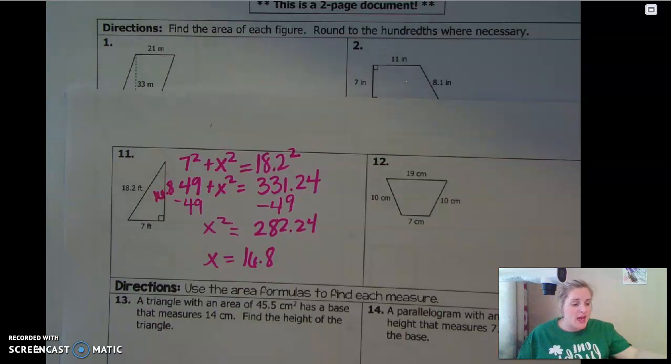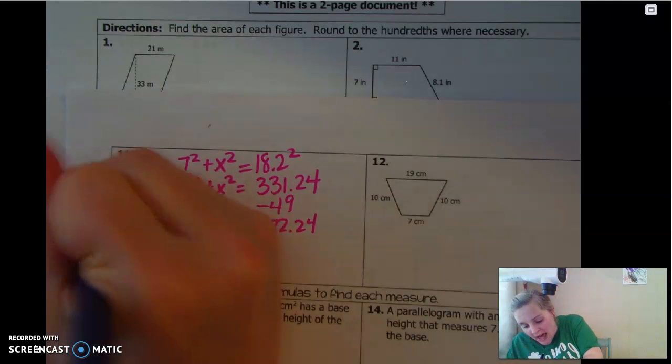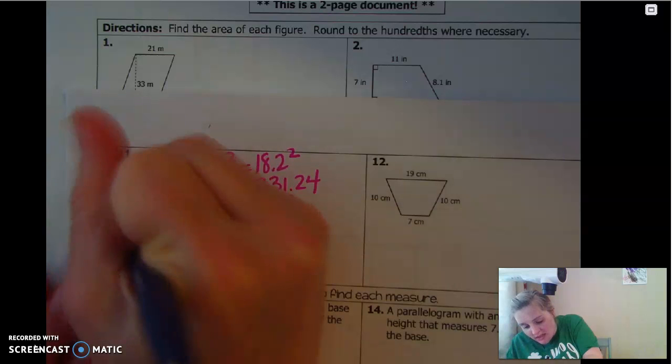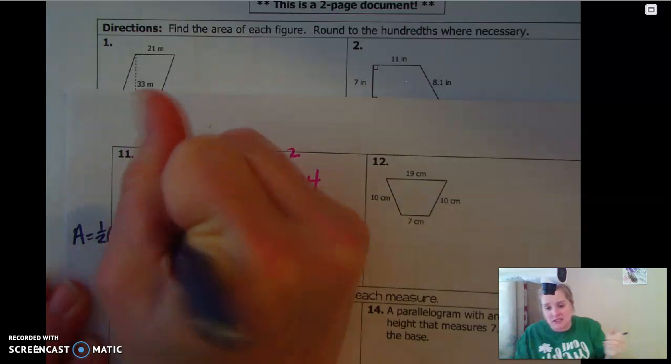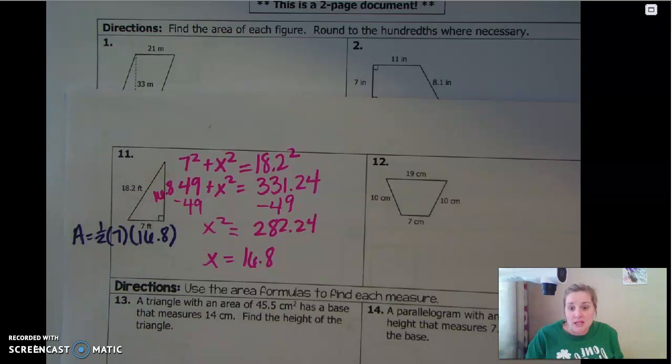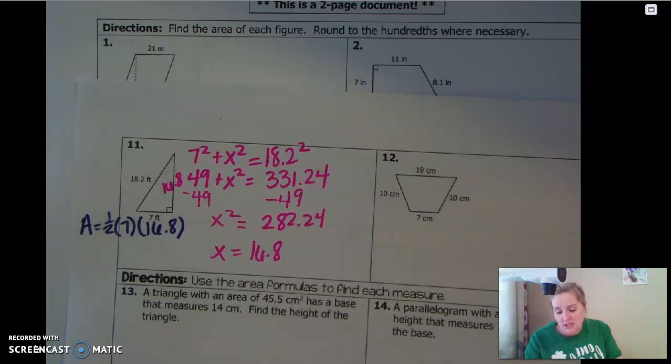So now that I have that, let me change colors. The area would be 1/2 the base, which is 7. The height, which you just found, is 16.8. Plug that into a calculator and you are ready to go.